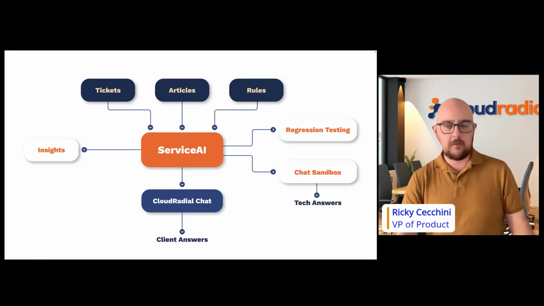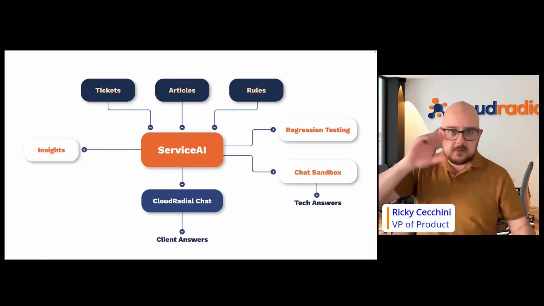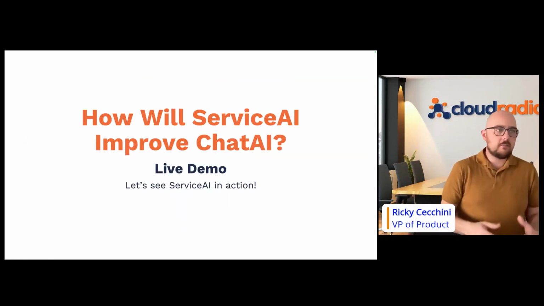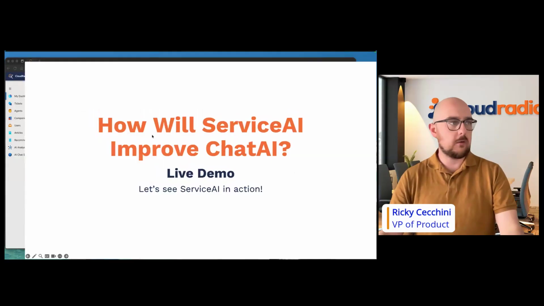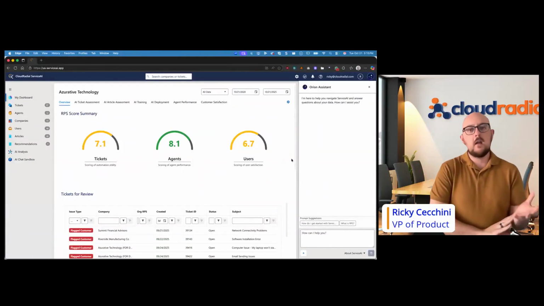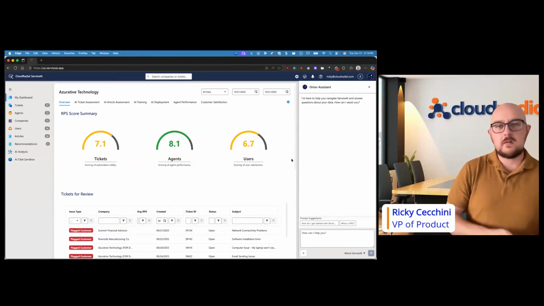I'll go quick because I know we have a 30-minute demo here, and this is a lot of stuff, slides and images and whatnot. But let's literally say, how does this improve it? So again, if you've never seen it, this is a super quick, let's call it a sub 5-minute demo. This is Service AI.